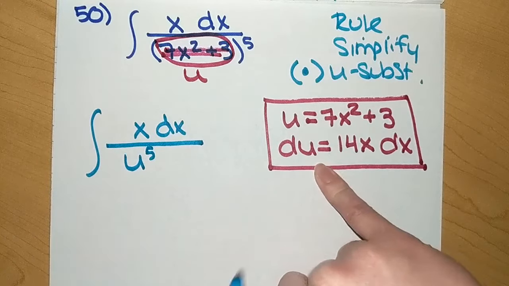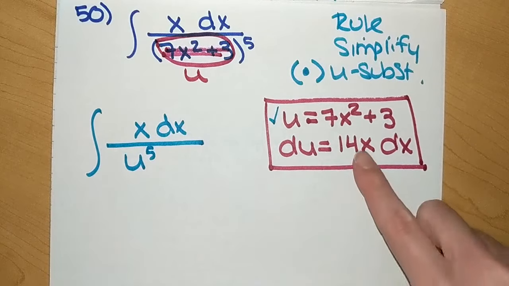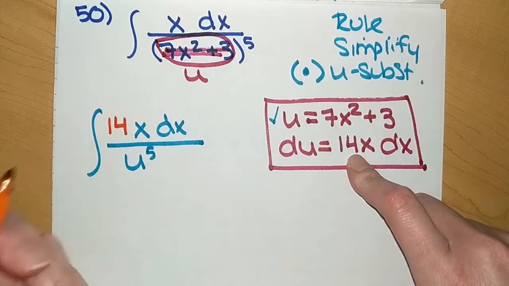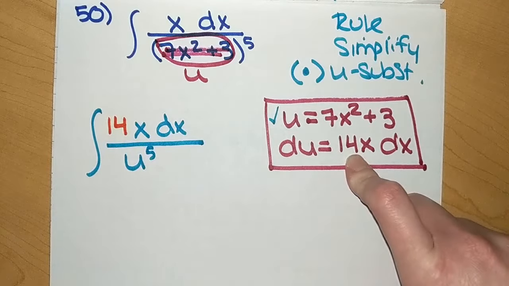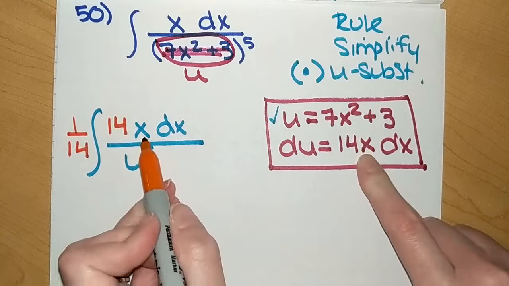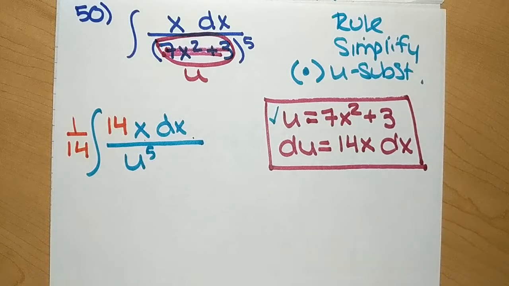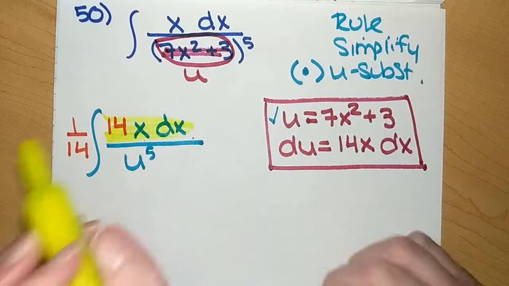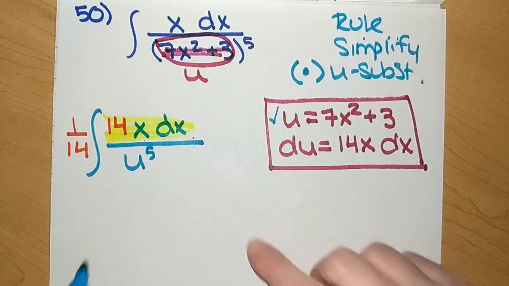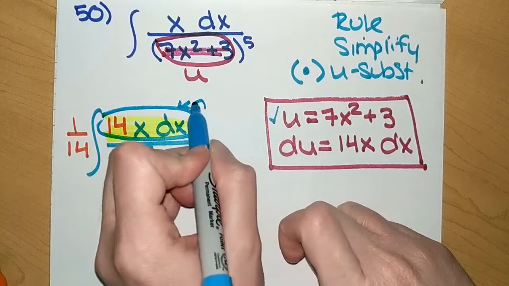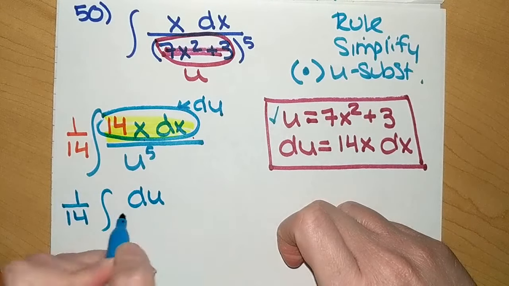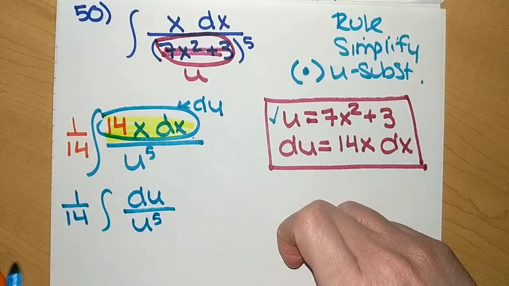All right, then we go to our du and say, how do we make that happen? So we need a 14. We don't have a 14, so we'll multiply in a 14. That, of course, changes the integral, so we have to divide by 14, okay? We have the x, we have the dx. So all of this 14x dx business is going to collapse down by definition and become our du. So this will become 1 over 14 du over u to the 5th power.